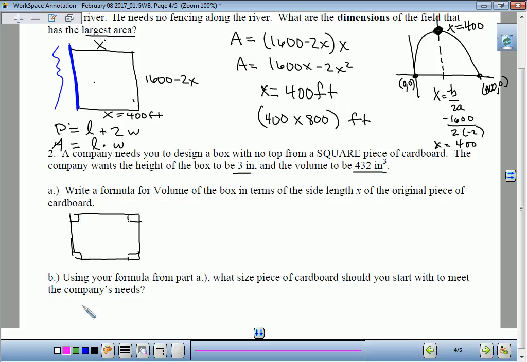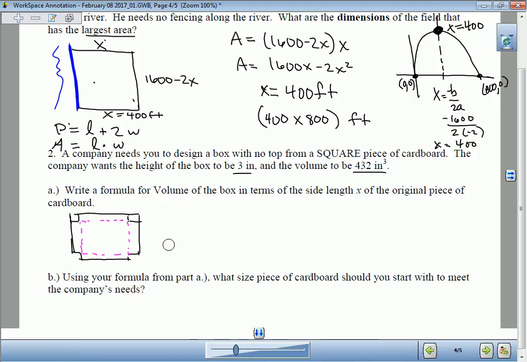And then you can fold up the sides. See, if I fold right here, and right here, and right here, and right here, after cutting out this and cutting out that, you see how that would create a box. Okay, so that's what we're doing here, folks. Pretty simple, pretty basic box building.